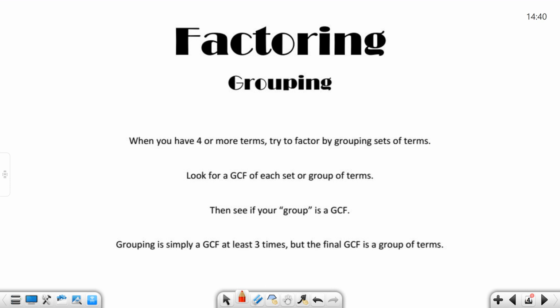Grouping gets its name from this. You're grouping terms up, so it's grouping, and then when you finally get your final GCF, it's a group of terms. It's in parentheses. It looks a little funny.